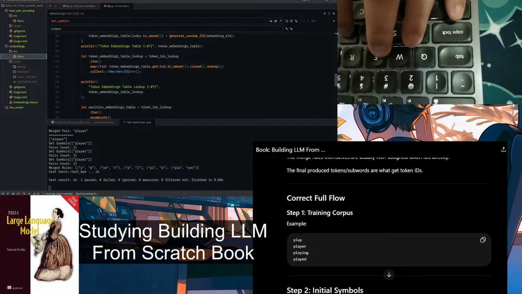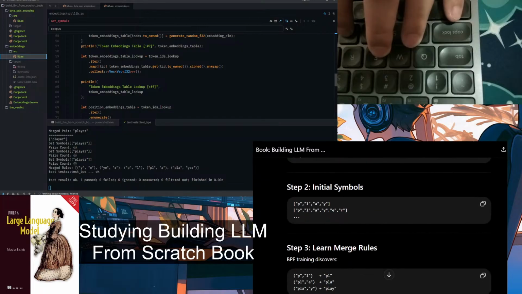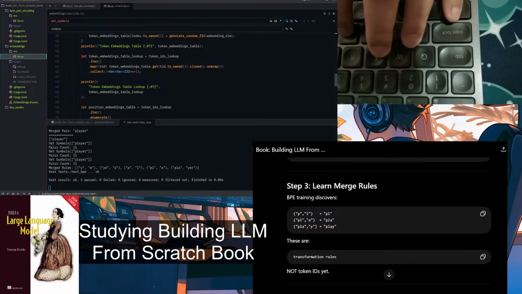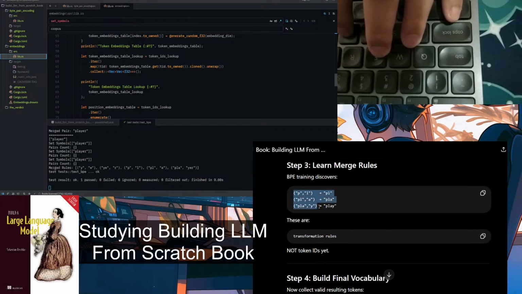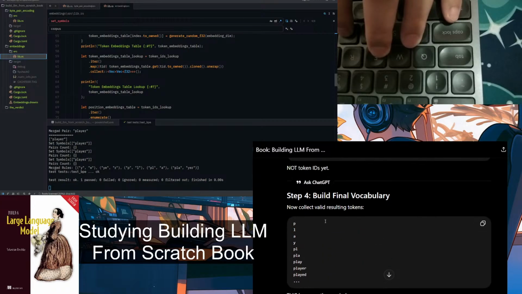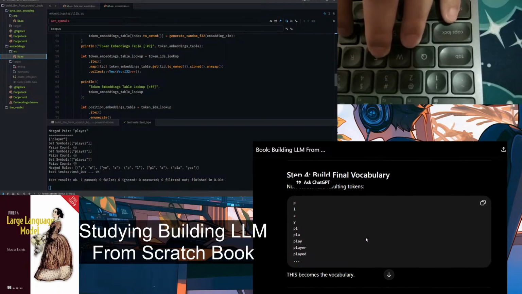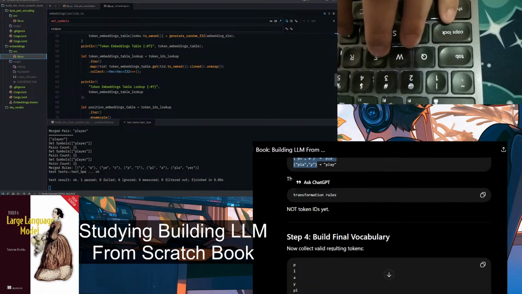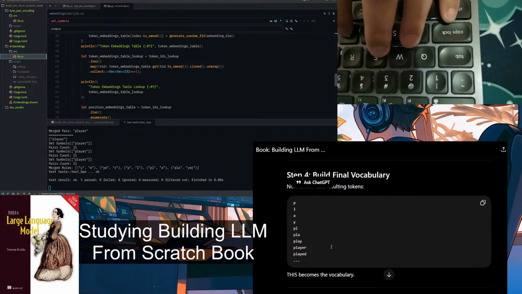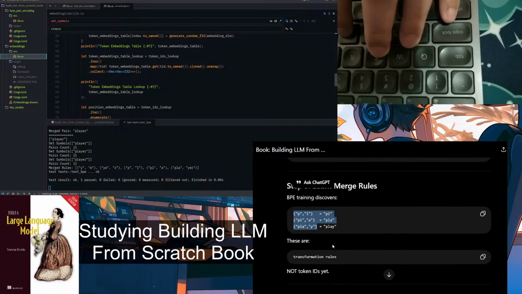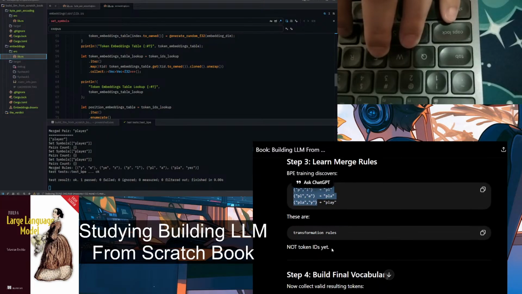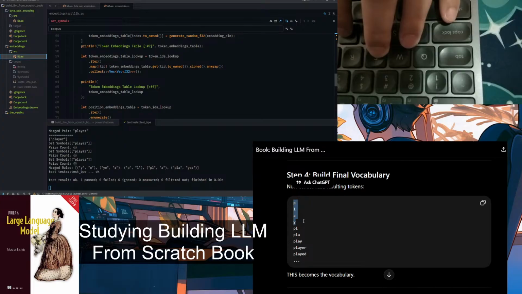So the final produced token subwords are what get token IDs. So, example. Merge rules, this one. Net token IDs. Build the final vocabulary. But how come dito meron siya dito?